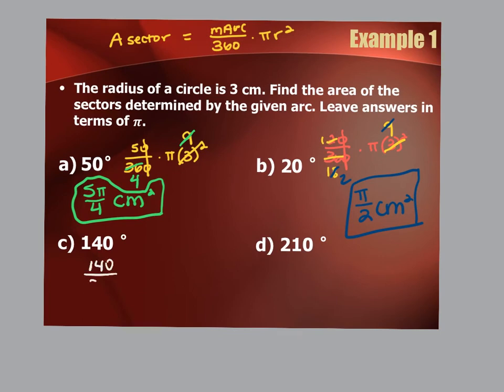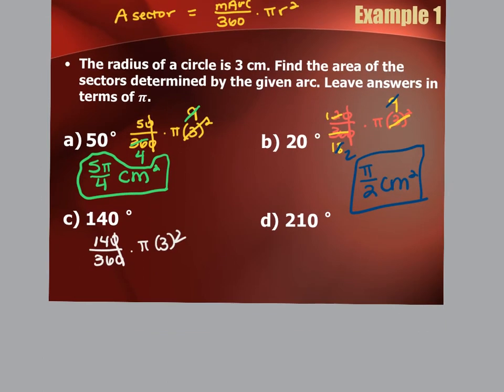140 over 360 times pi 3 squared. Cancel these out. I can divide by 2. 7 over 18 times pi times 9. 9 goes into 18 twice, and I get 7 pi over 2 centimeters squared.